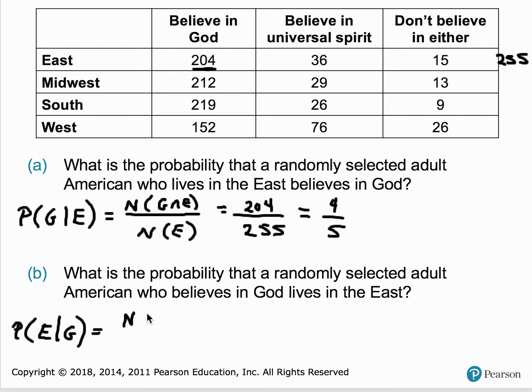So this is still the number that lives in the East and believes in God, but now it's got to be divided by the number that believe in God. Okay, so that's still 204, but now I need to add this up. Let's see what that is. 204 plus 212 plus 219 plus 152. That's 787.